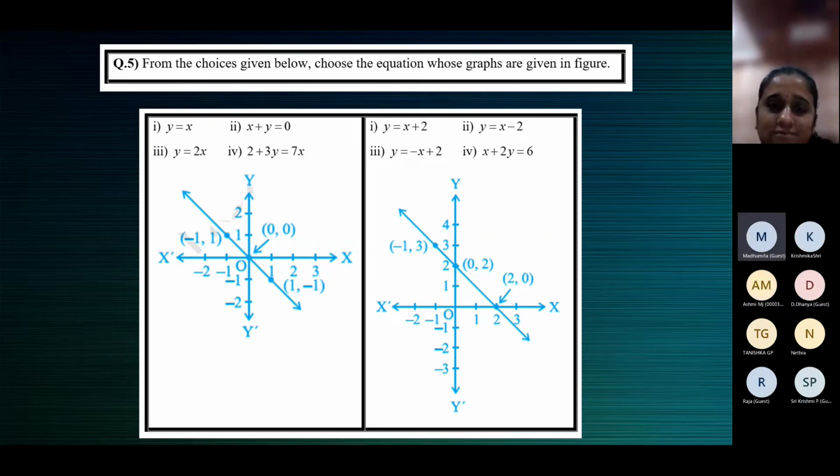Ma'am, y is equal to x. Okay, y is equal to x. Fine. You're saying that from the coordinates, right? Yes, ma'am. No, I'm expecting a different answer. Okay, y is equal to x is not possible. You're right. Okay, then which one? Which one else?